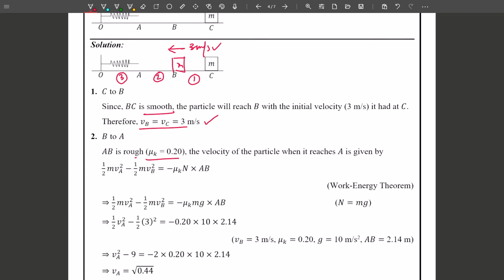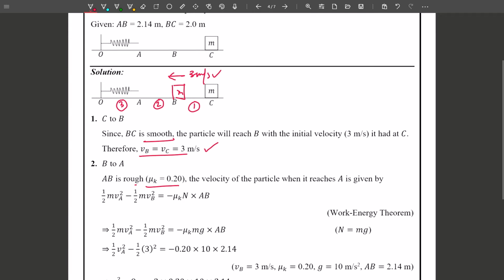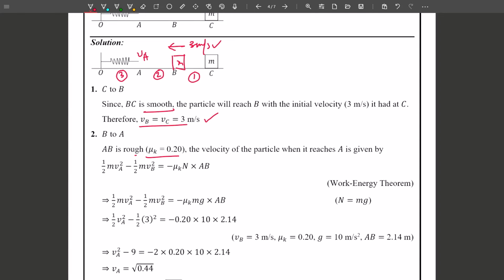So the velocity when it reaches A can be given by, let's see. Let the velocity at A be VA. So the final kinetic energy here is half m VA square. Initial was half m V square. And who is doing the work? The velocity is decreasing, someone is doing some negative work. Who is doing it? Friction.